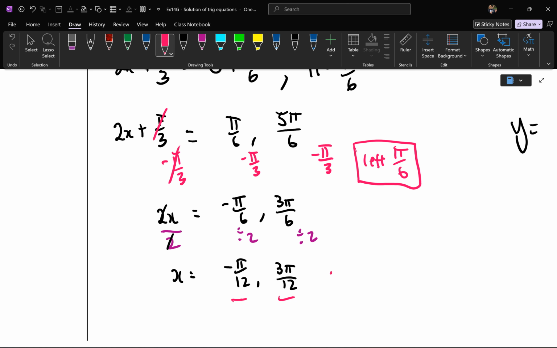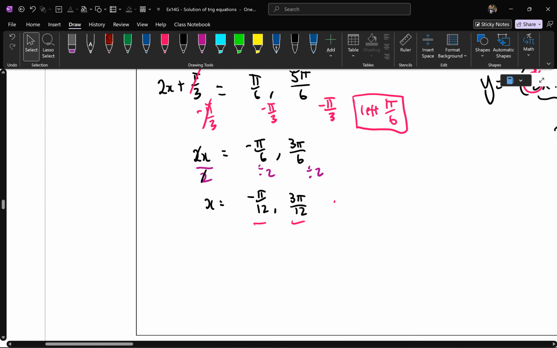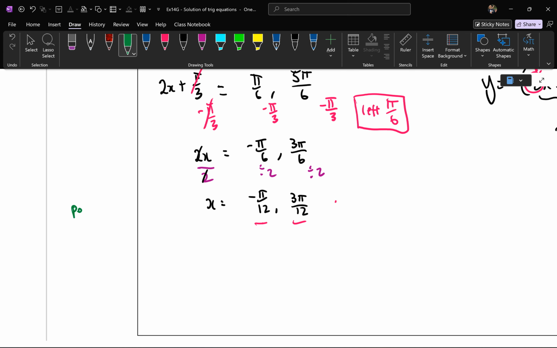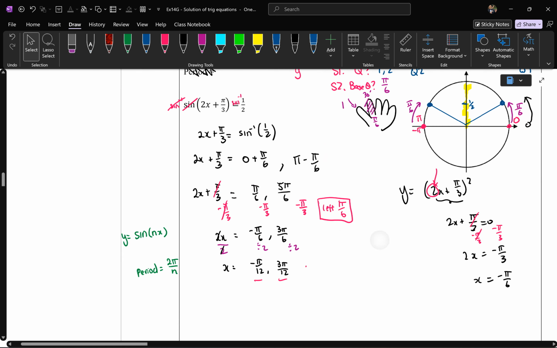The only thing you have to add on, because there's multiple revolutions, that means there's a lot more answers. So how do you get all the other answers? Copy this formula down, and next lesson you'll understand why we do this. But period determines the number of revolutions. 2 pi on n. What is n? N is the number in front of x. So sine nx.